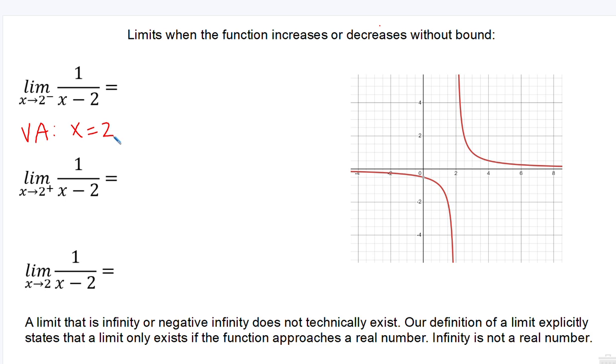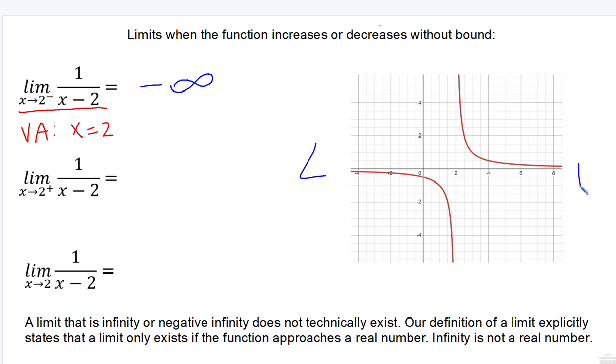So the first one we're going to look at is the limit as x approaches 2 from the left of the function 1 over x minus 2. Well, if we think about what's happening to this function as we approach 2 from the left-hand side, that function starts going down rapidly towards negative infinity. It's approaching that asymptote, but it's going down to negative infinity. So we'll just say that limit is equal to negative infinity.